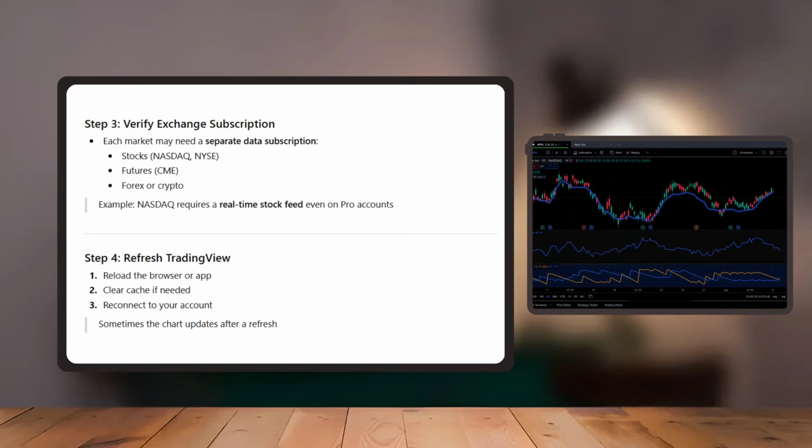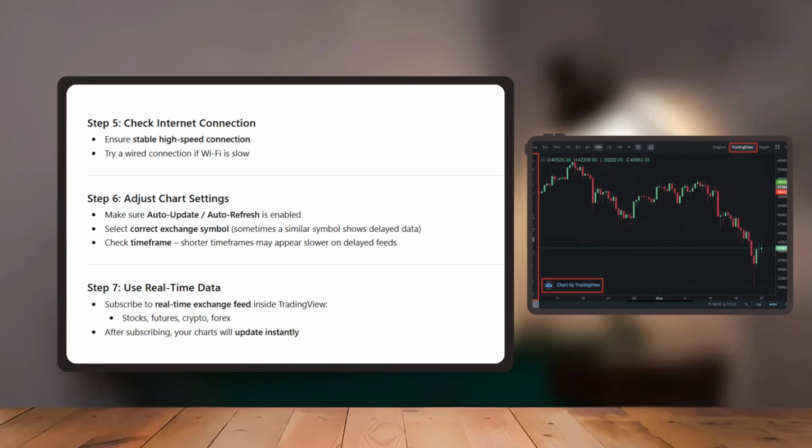Refresh trading by reloading the browser or app. If needed, clear the cache and reconnect to your account. Sometimes the chart updates automatically after a refresh. Check your internet connection to ensure it is stable and high speed. If Wi-Fi is slow, try using a wired connection.